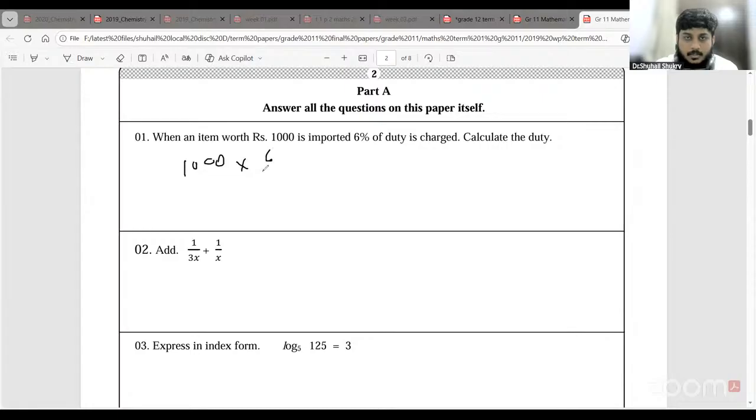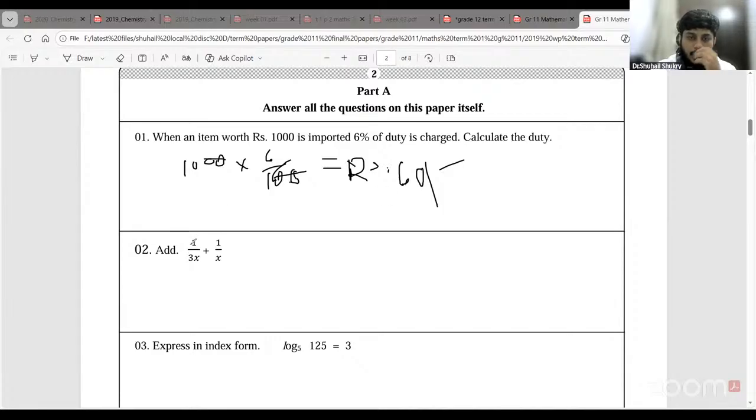6% means 6 over 100. So 6 over 100 means, simplify these two zeros with these two zeros. So 10 into 60 will be rupees 60. Okay, so this will be 60 rupees. Okay, so this is the duty.